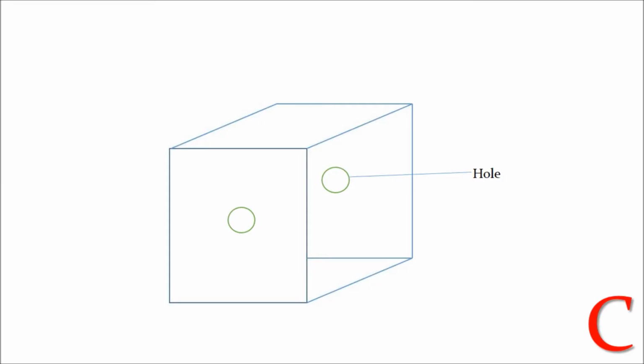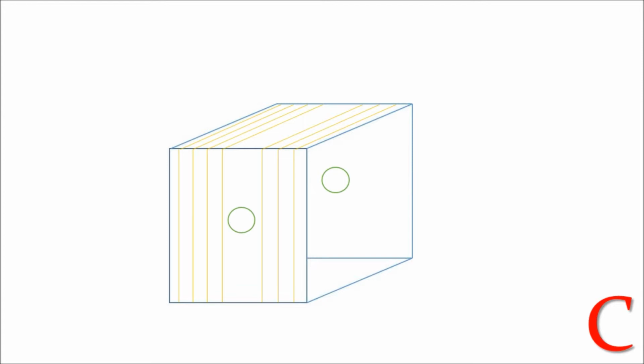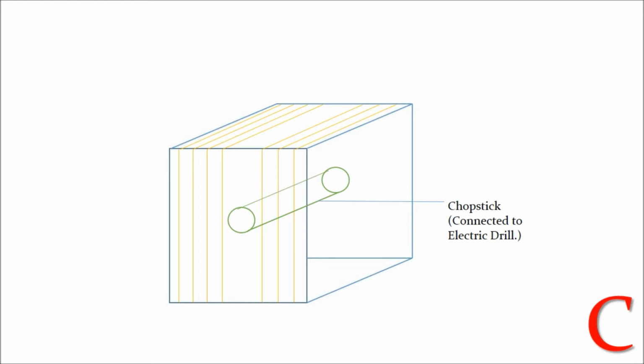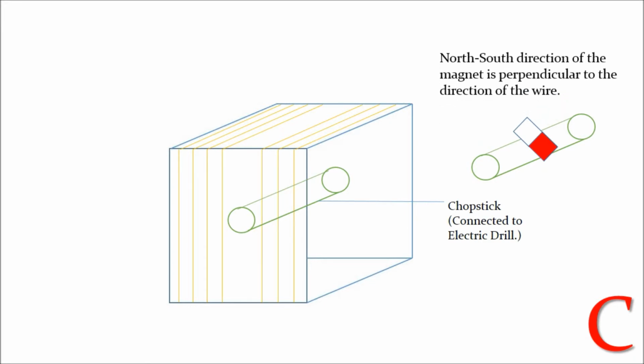Firstly, we made the structure using cardboard and then manually coiled the copper insulated wires around the 4 planes of cardboard. For the wire ends, we melted the insulation using a flame so that a complete circuit could be formed with the voltmeter. Next, we taped a strong magnet that provided a strong magnetic field to the center of the chopstick, which was then connected to an electric drill. We also ensured that the north-south direction of the magnet is perpendicular to the direction of the wire.